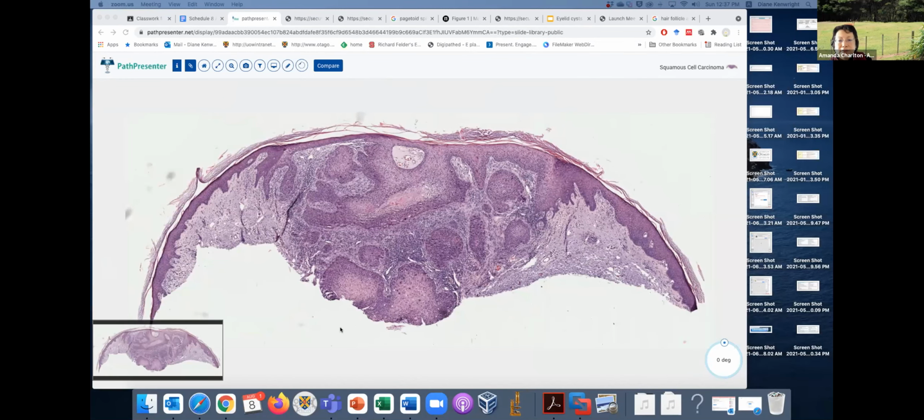New option, exit full screen. Right, okay, good. Here we go.